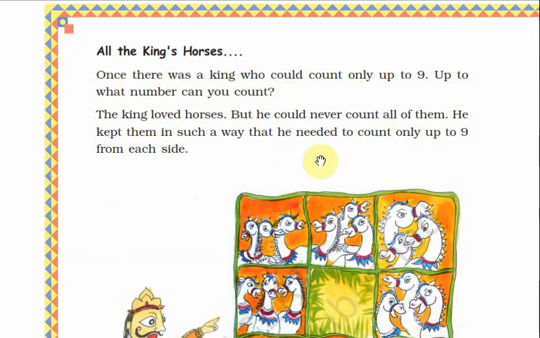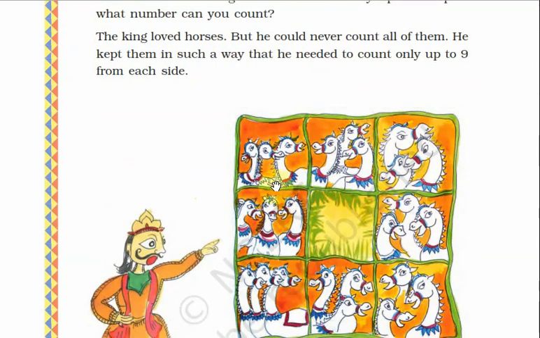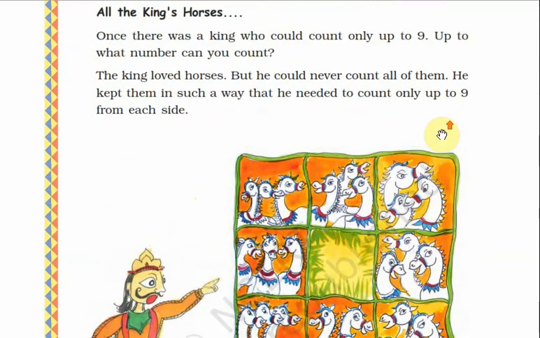So here a king and his horses are given. We are talking about his horses. He can count only up to 9. From 10 onwards he doesn't know how to count. Only up to 9 he can count. Further he doesn't know how to count.